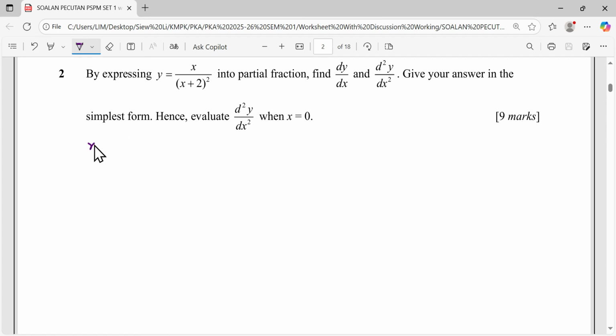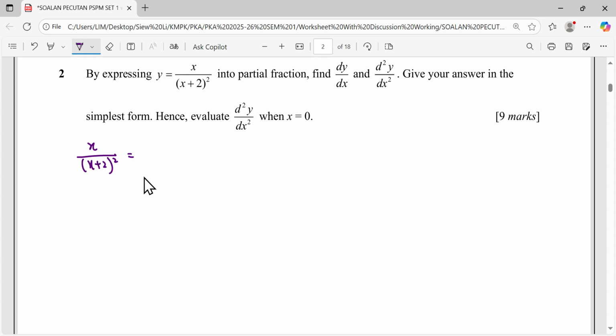for this fraction, x over (x plus 2) squared, express it in partial fraction form. The first one, is it proper or not? This one is already proper because up here is linear. The denominator here is quadratic, so that will be proper. After it's proper, you see your denominator here, is it factorized completely? That will be step 2. Then step 3, split according to your factor.